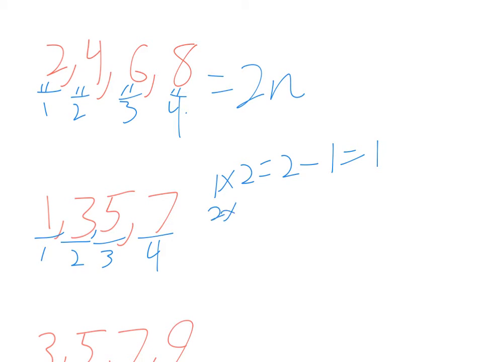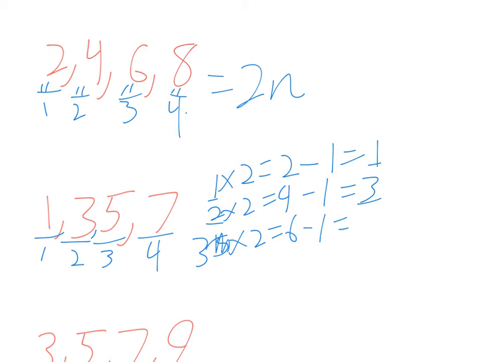Let's do 2 times 2, that equals 4, minus 1 equals 3. So that gets me from 1 to 1, 2 to 3. Let's try it for 5. 3 times 2 equals 6, minus 1 equals 5.